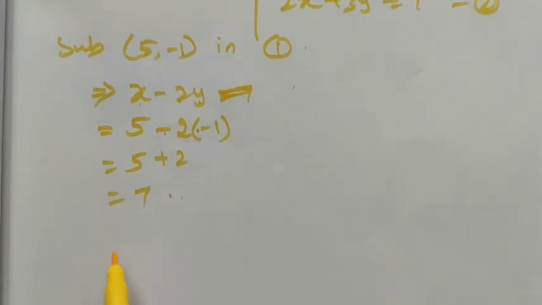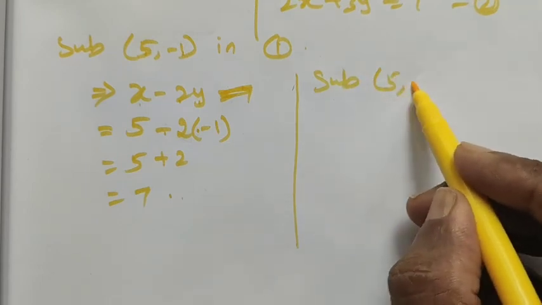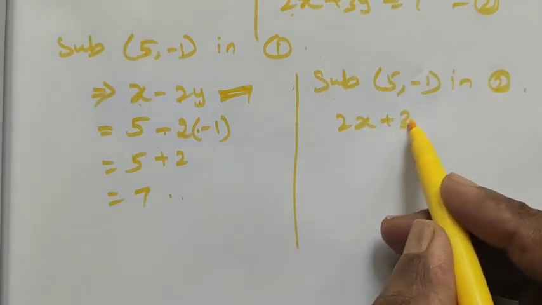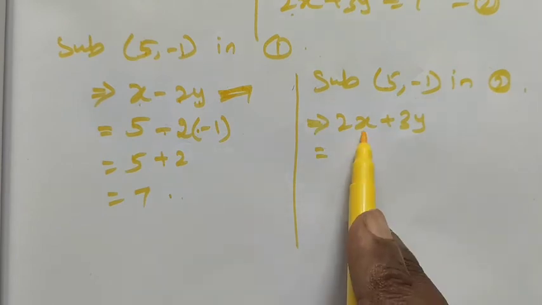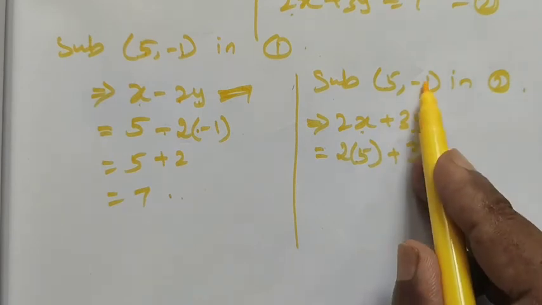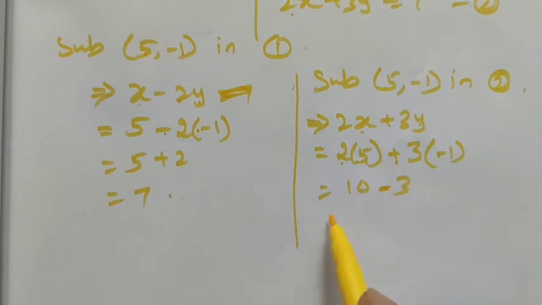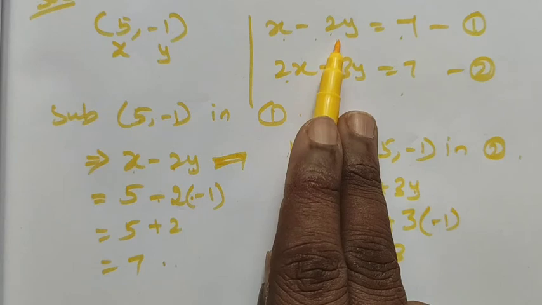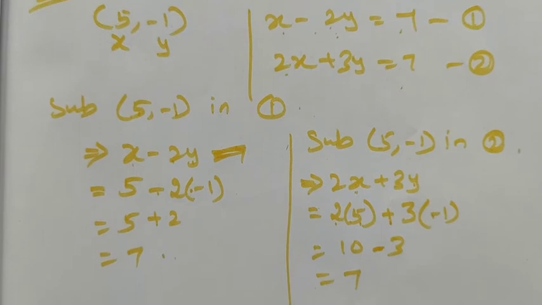And then substituting the same value (5, -1) in equation number 2, let me take the LHS, 2x plus 3y. In the place of x I am going to substitute 5, plus 3 into, in the place of y, minus 1. 2 fives are 10, plus 3 into minus 1 is minus 3, which is equal to 7. So it also gives LHS equal to RHS. The first equation gave the RHS, and the second equation also gave the RHS.